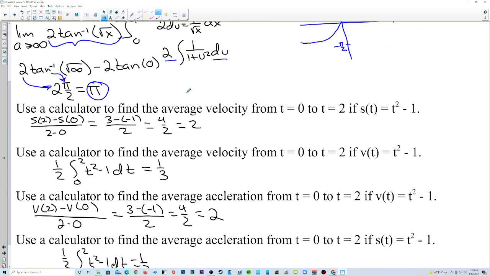Use a calculator to find the average velocity from 0 to 2 if the position function is t squared minus 1. So it's s of 2 minus s of 0 over 2 minus 0. It ends up being the slope. So this is how far you went, and this is how long it took. So it ends up being 2.